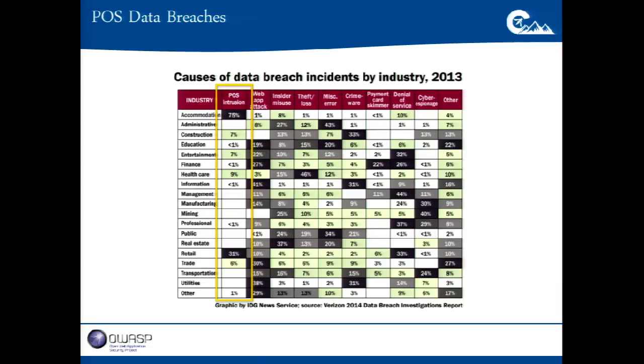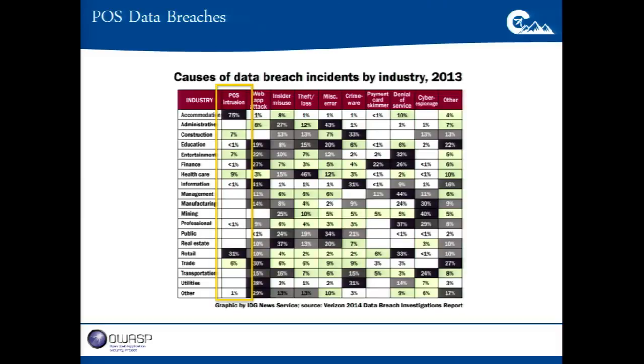This report is from last year, and POS malware, as you know, is nothing new. It has been hitting us for quite some time, but last year and especially this year, we have seen a lot of uptick. Accommodation, or hotels, they put at 75%, while retail was only 31%, but I bet when they come up with this data for next year, retail is going to jump a lot because of all these vendors that I just mentioned, and that you hear about in the news almost on a weekly or monthly basis, a new vendor is compromised.